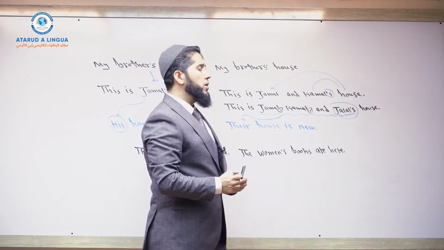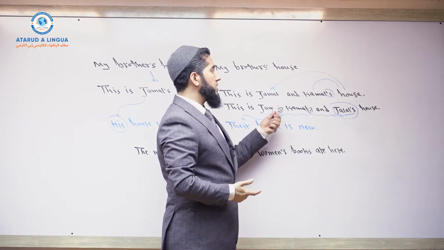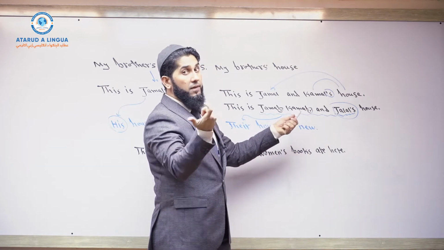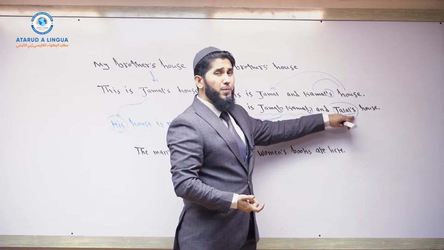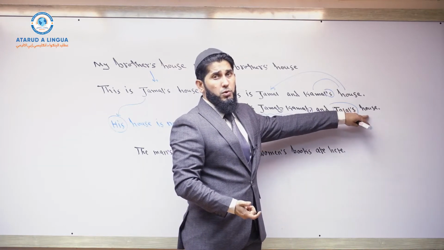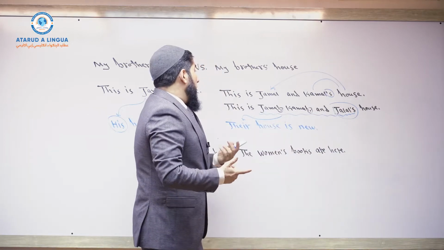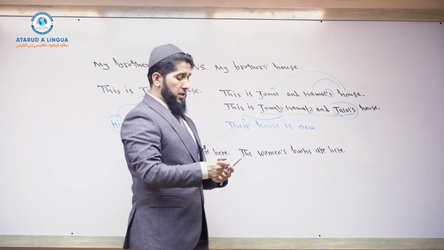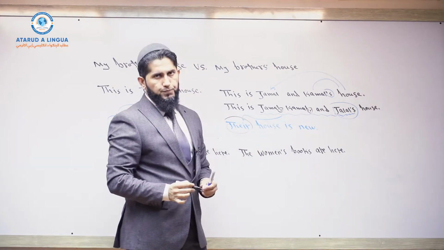You don't have to repeatedly use apostrophe s with each noun. You don't have to say this is Jamal's, Kamal's, and Jalal's house. Only apostrophe s with the last noun is enough to show the ownership of this house to all of these people. Obviously, the possessive adjective would be their. So their house is new.